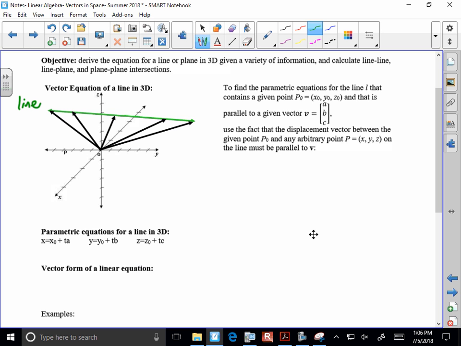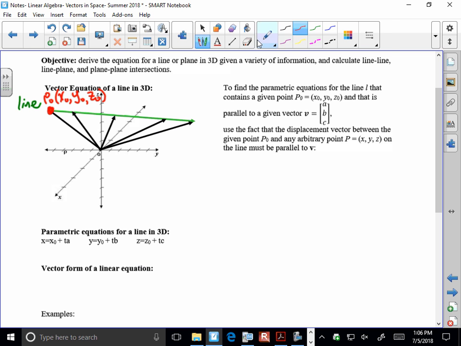So we've already kind of dealt with this a little bit when we were finding solutions to systems and then writing it in vector parametric form. It was kind of along these lines, but we're taking it in a different direction now. All right, so define parametric equations for a line L that contains a given point P sub O, which is XO, YO, ZO. So I'll put that over here. That's parallel to a given vector ABC.